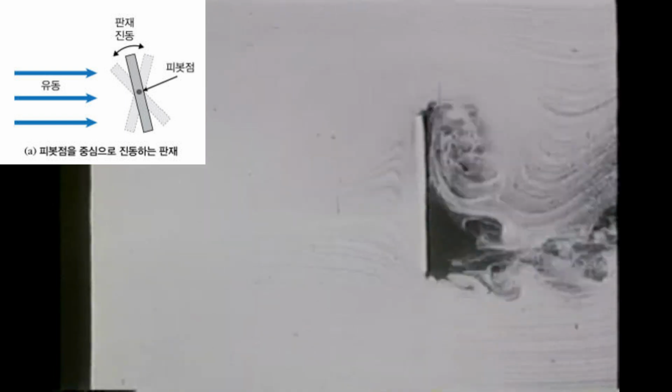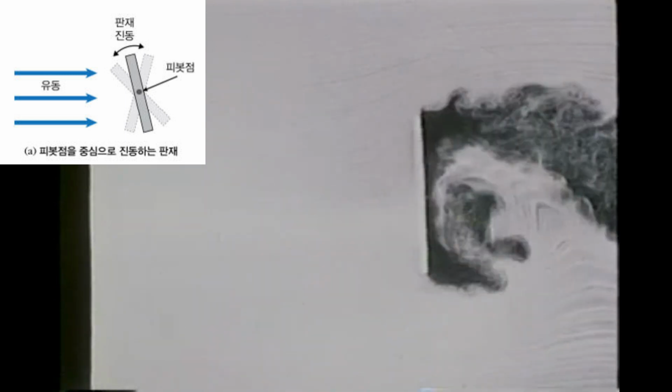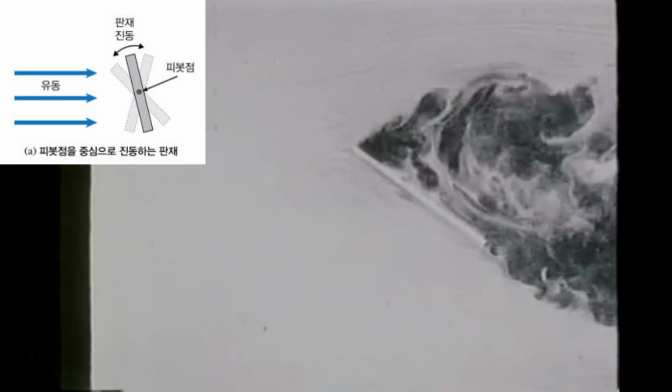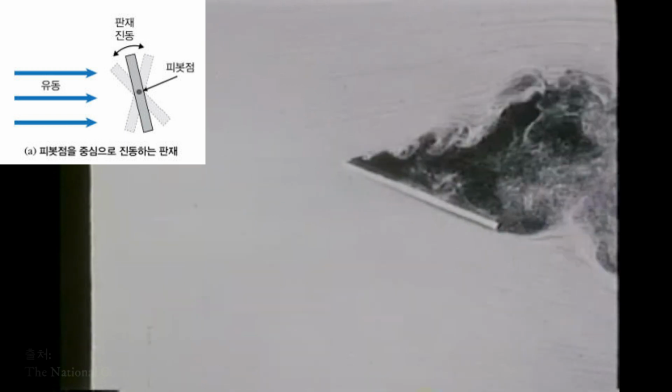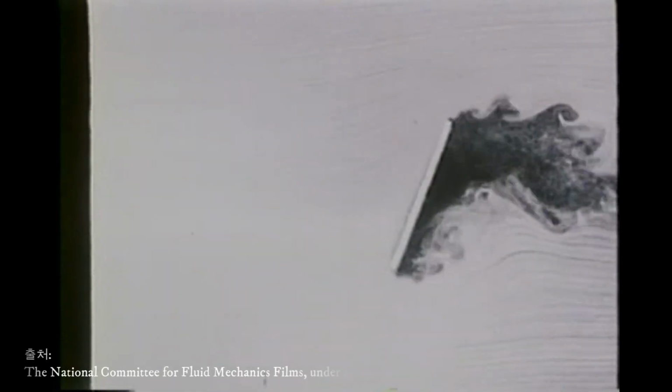Now consider for a moment an unsteady flow, like the one you see here past an oscillating plate. Do you think that in this case the streak line or the path line will be the same as the streamlines? Let's look at a path line and see.